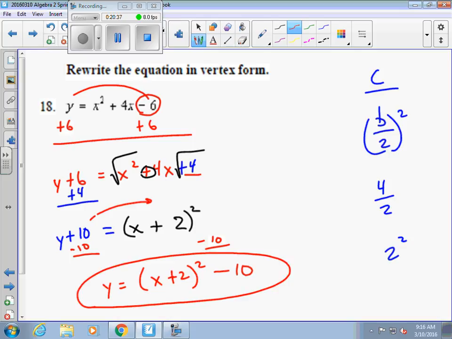And remember, the vertex is shown as the opposite of what's in parentheses, so that's your x value, negative 2, and exactly what's outside the parentheses, negative 10. So at negative 2, negative 10 is going to be the bottom of that parabola.